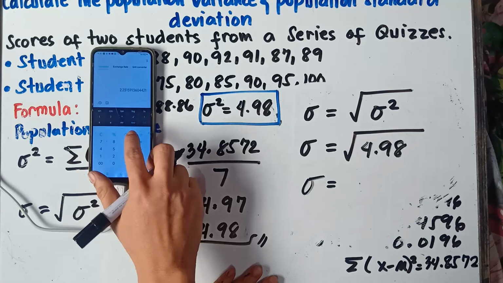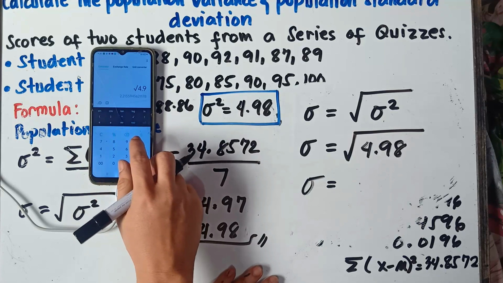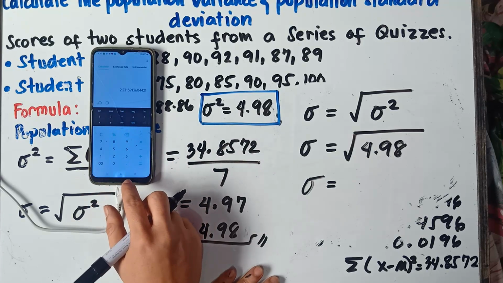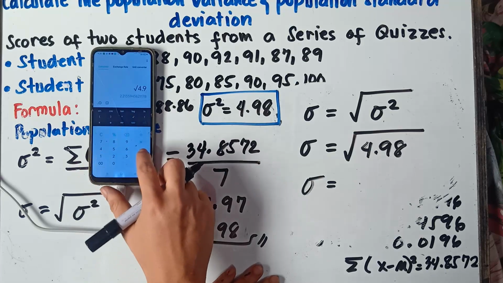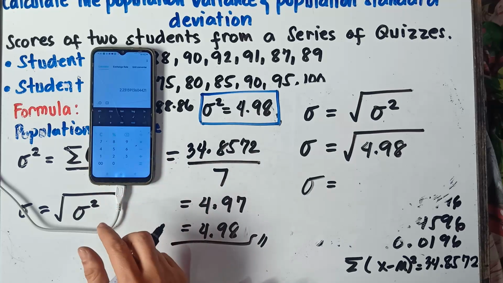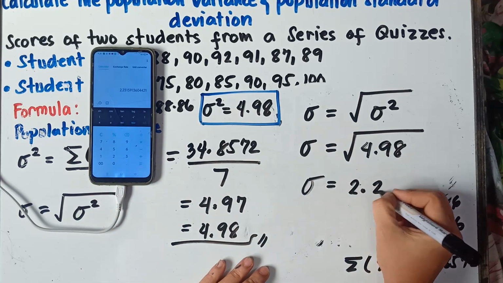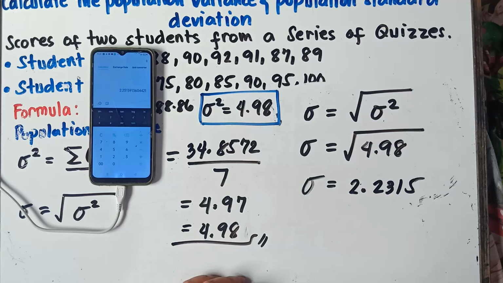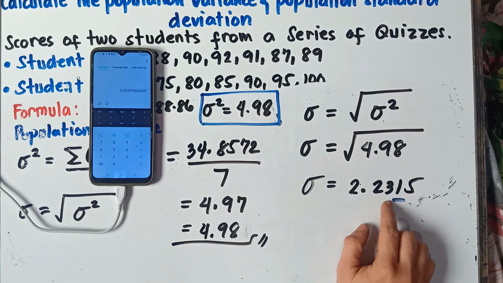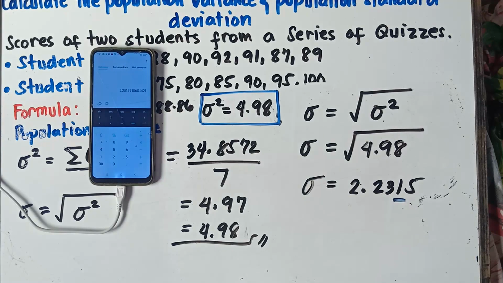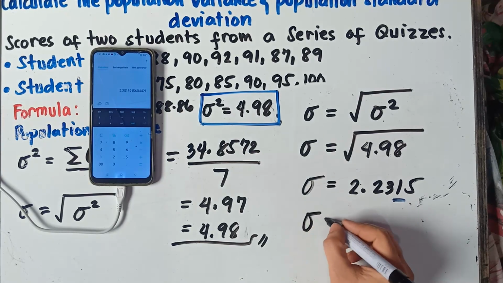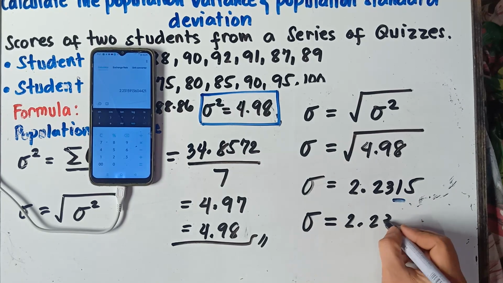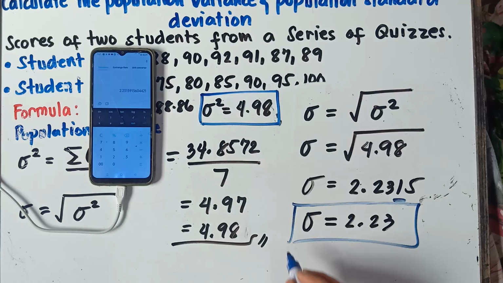I hope you can see this, class. The square root of 4.98. The answer in my calculator is 2.2315. So, class, after 3, that's only 1, therefore we cannot round up. Simply copy 3. So the final answer for the population standard deviation is equal to 2.23. And we're all set, class.